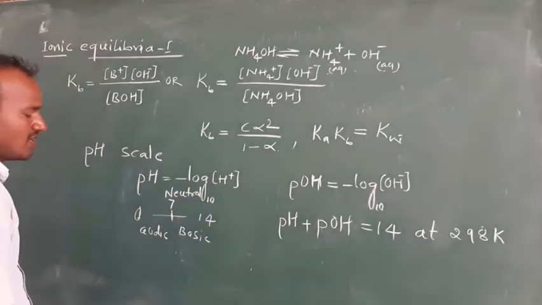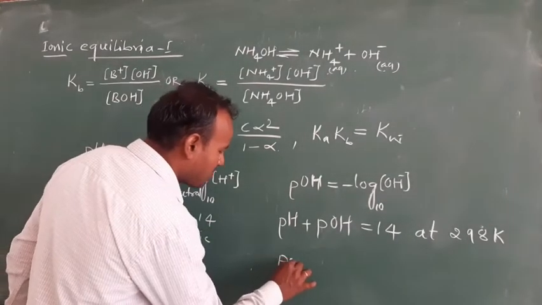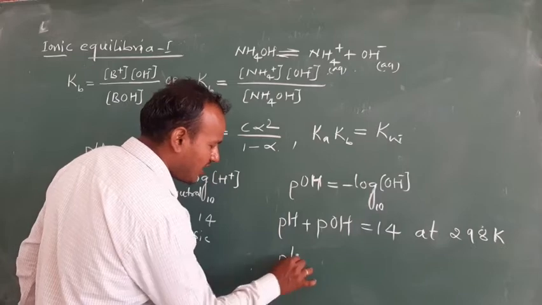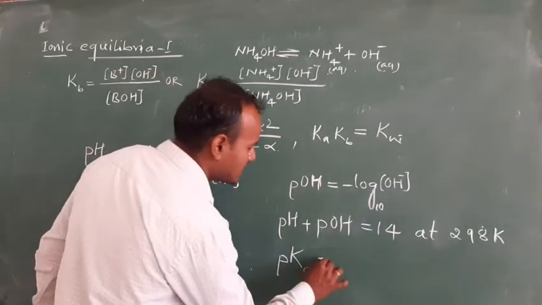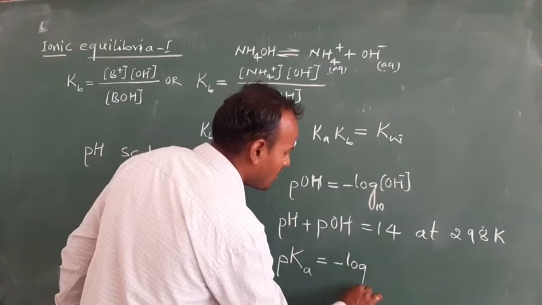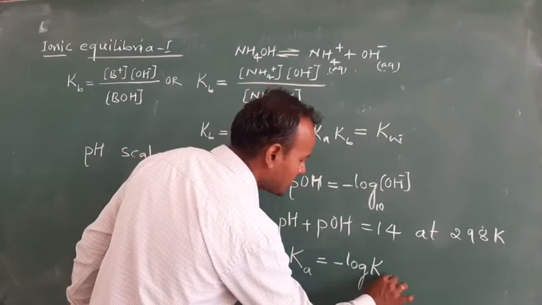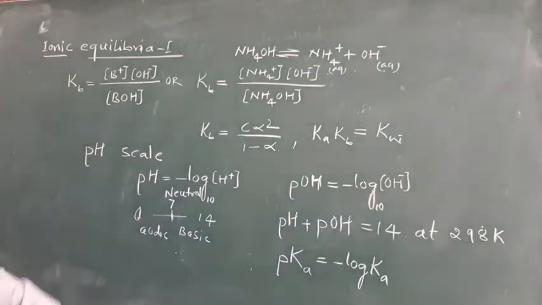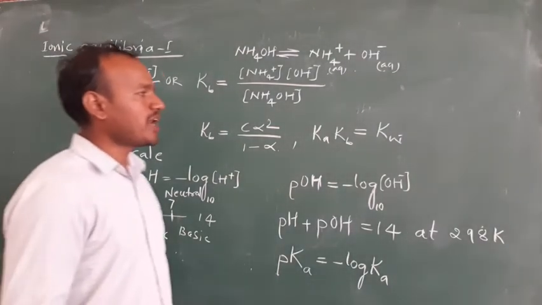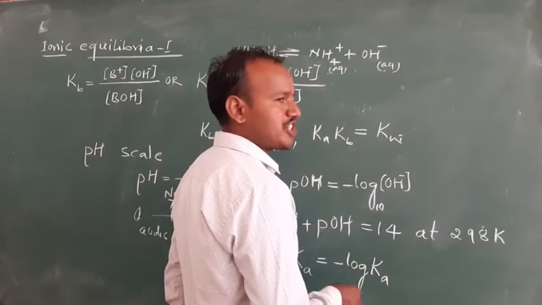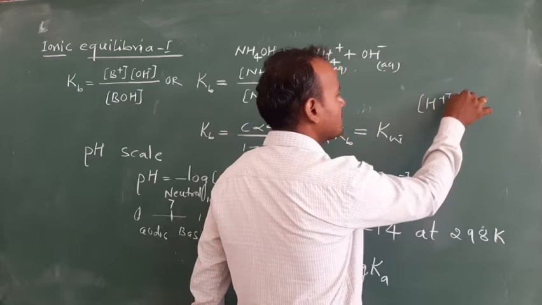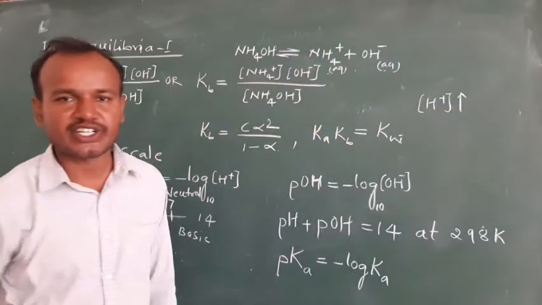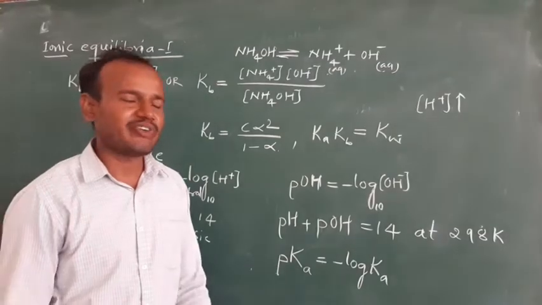Similarly, how to define pKa? Small letter p, capital letter K, then subscript a. pKa is equal to minus log of Ka. One more thing is how to correlate H plus and pH. If the concentration of H plus ion is more, then what is the value of pH?